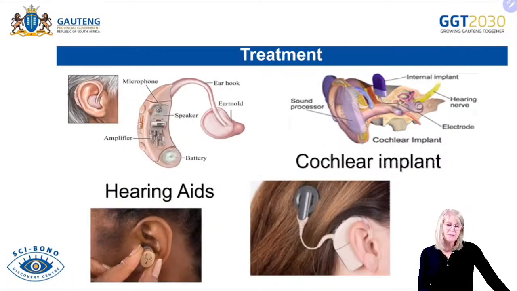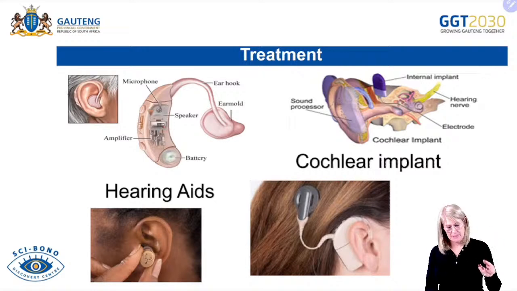Now, for treatment, we have different kinds. As I said, for middle ear infection we had grommets. For hearing loss, we have different forms of aids to amplify or improve our hearing. For example, hearing aids, and you get various different types.